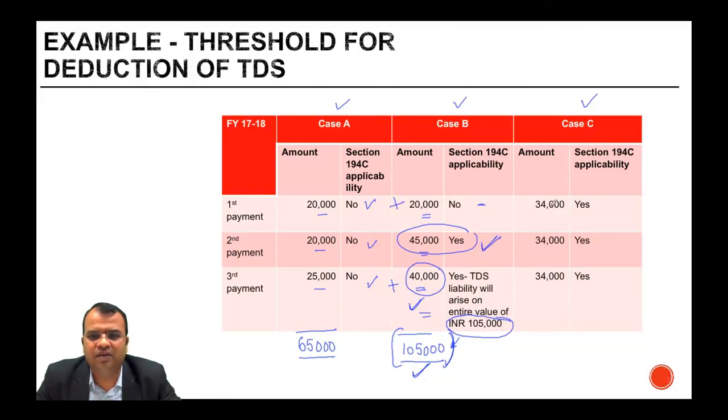right? The third case is the one where each of the individual payments is exceeding 30,000. So TDS has to be deducted on all of them. If you do the total also, it's 1,02,000, right?